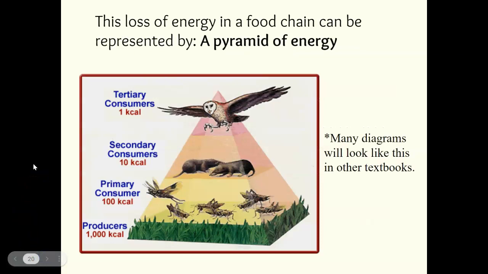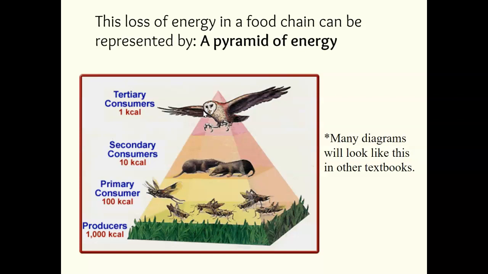This loss of energy in a food chain can be represented by a pyramid of energy. Many diagrams in textbooks will look like this, where you have this typical pyramid shape, but some will be more complex. We will draw our diagrams differently than this. So you can see, though, it does show that 10% transfer rule. On average, 10% gets transferred to the next trophic level, so less and less energy is available to the next trophic level.